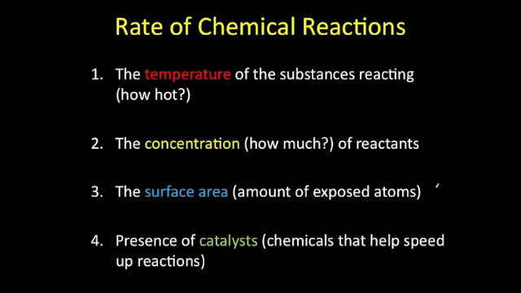Now, the last factor that we're going to discuss that affects the rate of chemical reactions is the presence of a catalyst. A catalyst is just a chemical that helps speed up reactions. It'll increase the rate of the reaction, but it isn't broken down. So catalysts don't get broken down in the reaction. They help that reaction move along.